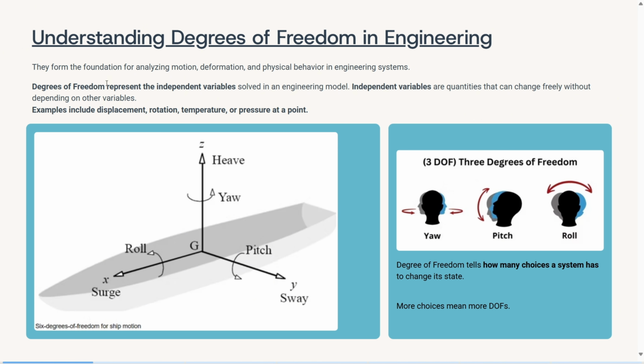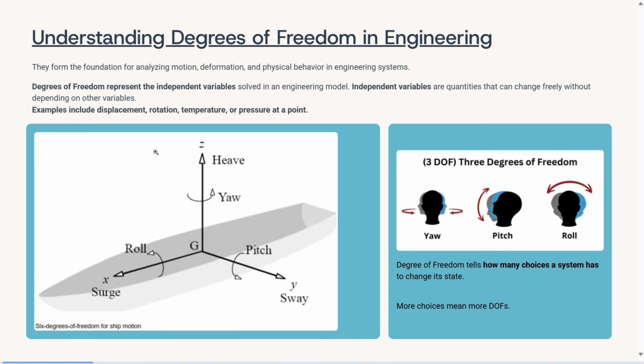Defining it, degrees of freedom represent the independent variables solved in an engineering model. What are independent variables? They are the quantities that can change freely without depending on other variables. Examples are displacement, rotation, and temperature. If you want to displace from one place to another, you don't have to depend on any other variable like rotation. It is an independent one.